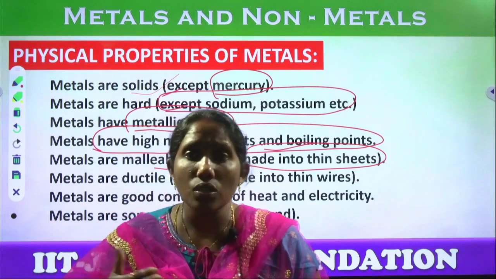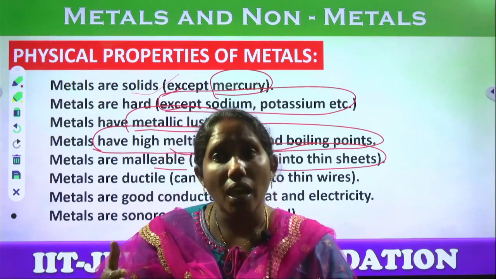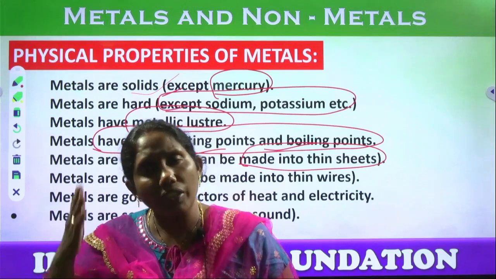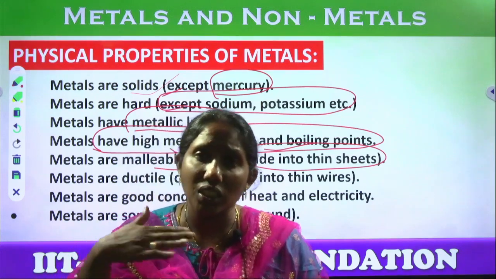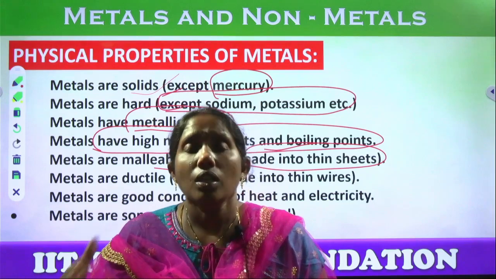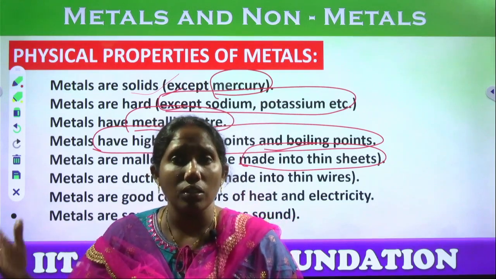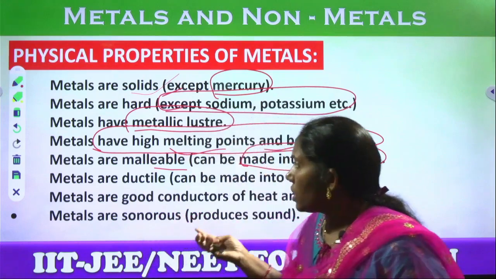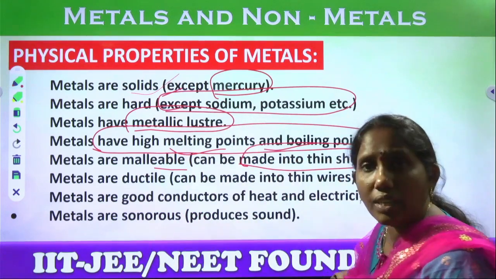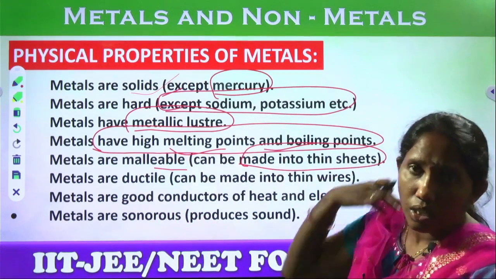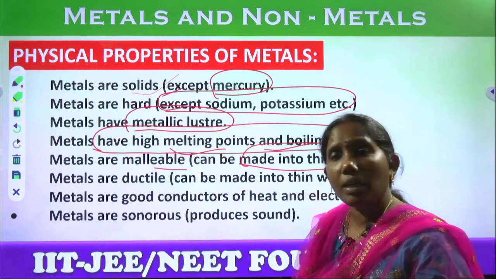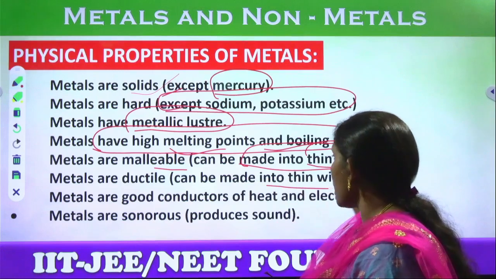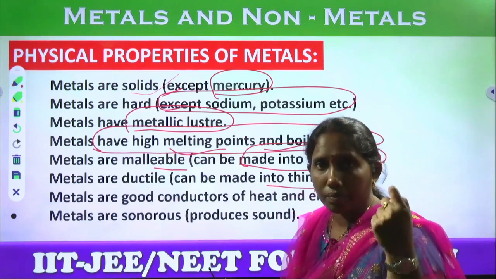In atomic structure, in Rutherford's alpha ray scattering experiment, he took the gold foil only. Why? Because we can beat it into a very thin sheet, 0.01 millimeters, like the thin sheet we have taken in that experiment, right? So these are highly malleable. At the same time, they are ductile in nature. Malleability is nothing but being beaten into sheets. Ductility is nothing but making thin wires.